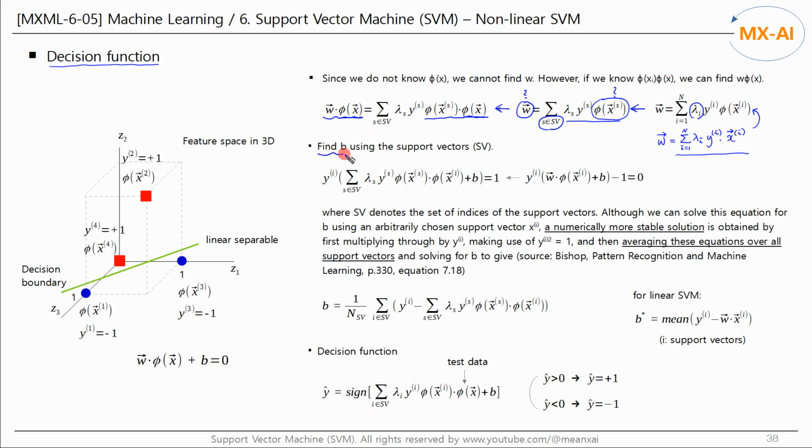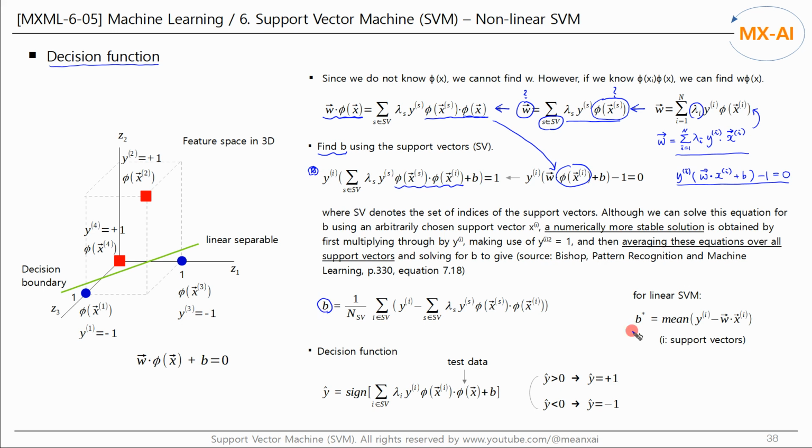Next, let's find the b using the support vectors and the lambdas. As we saw in the linear SVM, support vectors satisfy this equation. Substituting phi x for x in this equation, we get the following equation. Even in nonlinear SVM, support vectors satisfy this equation. Substituting these values for w phi x gives the following equation. Since we can find this value, we can use this equation to find b.